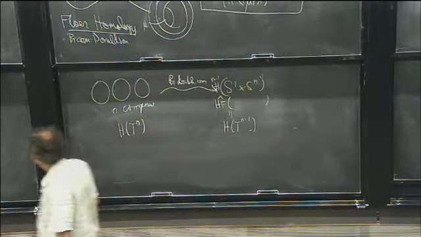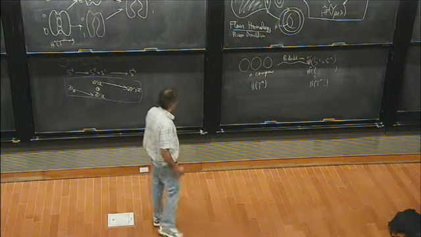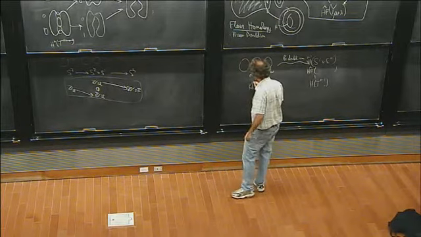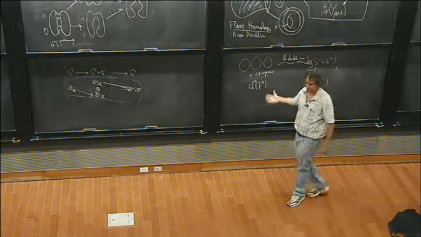But there are two natural ways of remedying that. One is that we could look at what's called reduced Khovanov homology, which is kind of half of Khovanov homology.